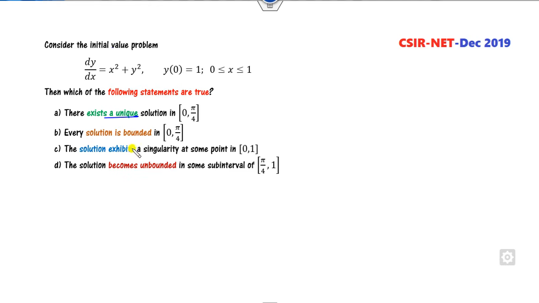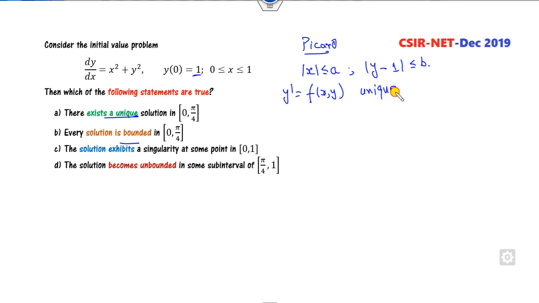Okay, uniqueness, bounded and so on. That's again very simple. You can use Picard's results. What is that? We all know that this problem has a unique solution over the domain x less than or equal to h, where h is the minimum of a and b upon m. What is my m? M will be the maximum of f of x, y.